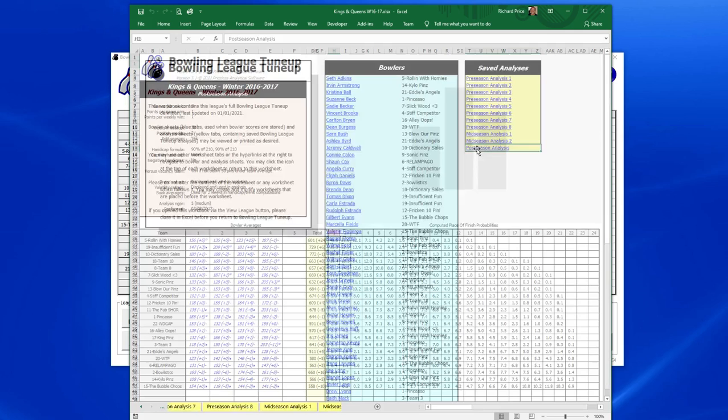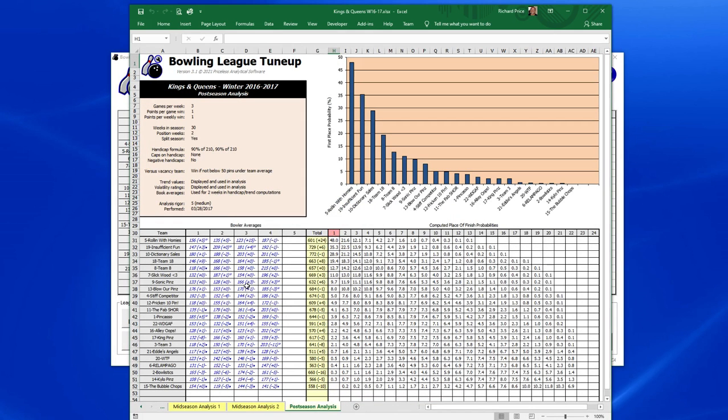We can look at the postseason analysis that was done on this league, and you notice this postseason analysis was conducted with all 3 bowler metrics being used. And this shows, based on only the bowler performances, what were the chances of teams finishing in first place, or in all the places, but the graph shows first place, over the course of this season. It shows that Team 5 had the highest chance of finishing in first place with a 48% chance.